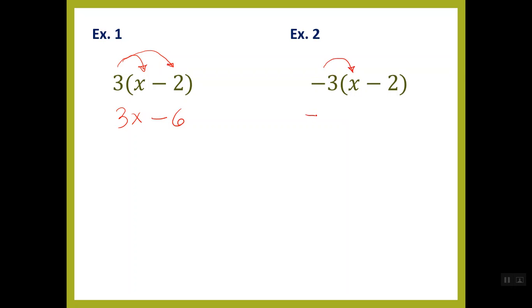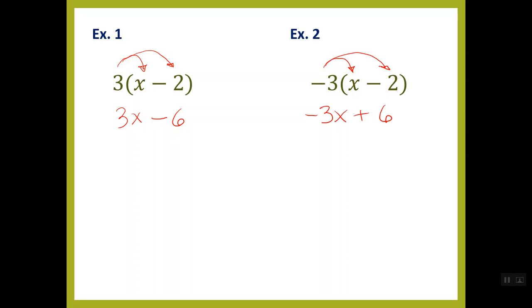Negative 3 times x is negative 3x. And then negative 3 times negative 2 is positive 6, so I would write plus 6. So now I've simplified that expression because I have done the operation to remove any grouping symbols.